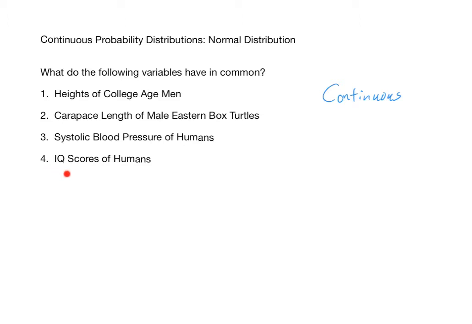And finally, IQ scores of humans. Technically, your IQ would not be represented by a decimal. However, IQ scores can be approximated by a special continuous probability function. Aside from being continuous, there is something else that these variables have in common. They all distribute in a way that we call normally. So we need to study the normal distribution because the normal distribution is a natural way that lots of different variables distribute in the real world. Let's take a look.